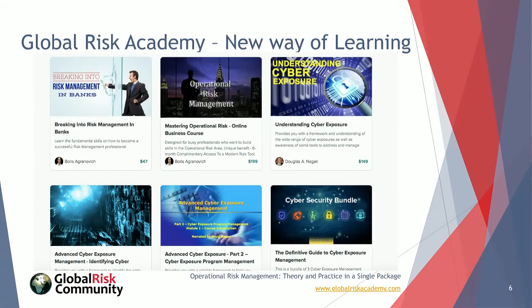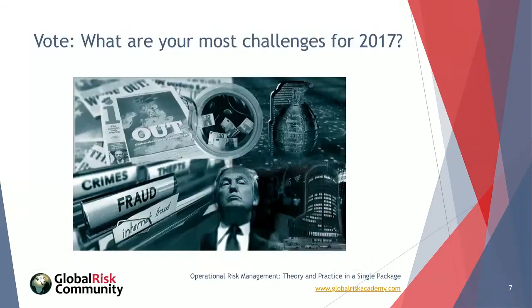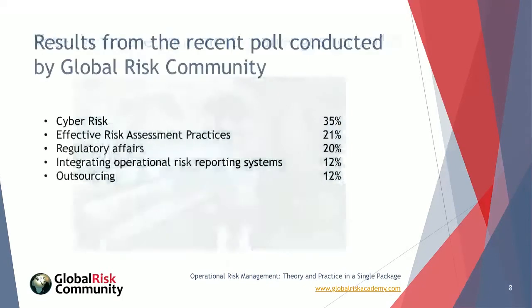Now I would like to start with a short summary of the results of our polls from our members, members of Global Risk Community. What are your biggest challenges for 2017? From the recent poll, 35% of operational risk managers cited that cyber risk is the biggest issue. 21% said effective risk assessment practices, 20% regulatory affairs, 12% both integrating operational risk reporting systems and outsourcing.